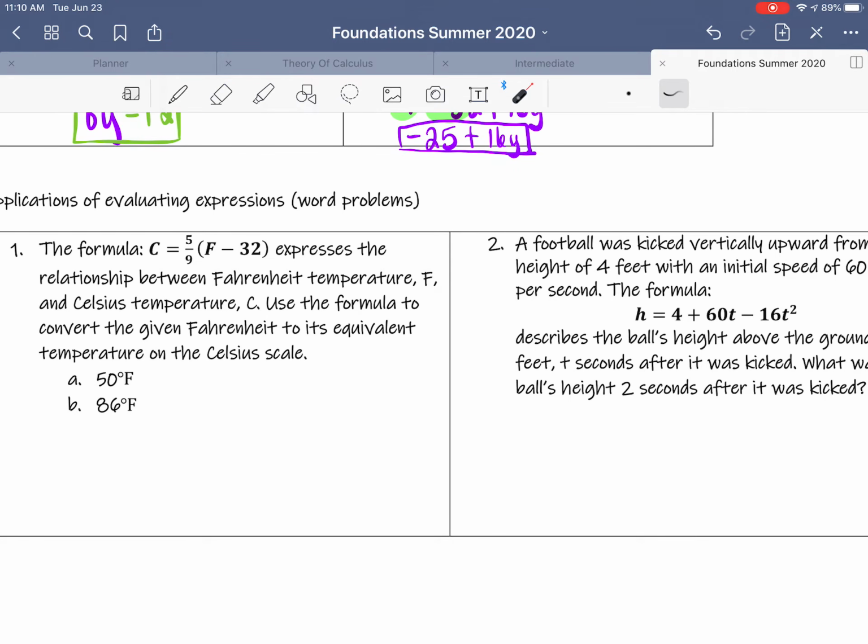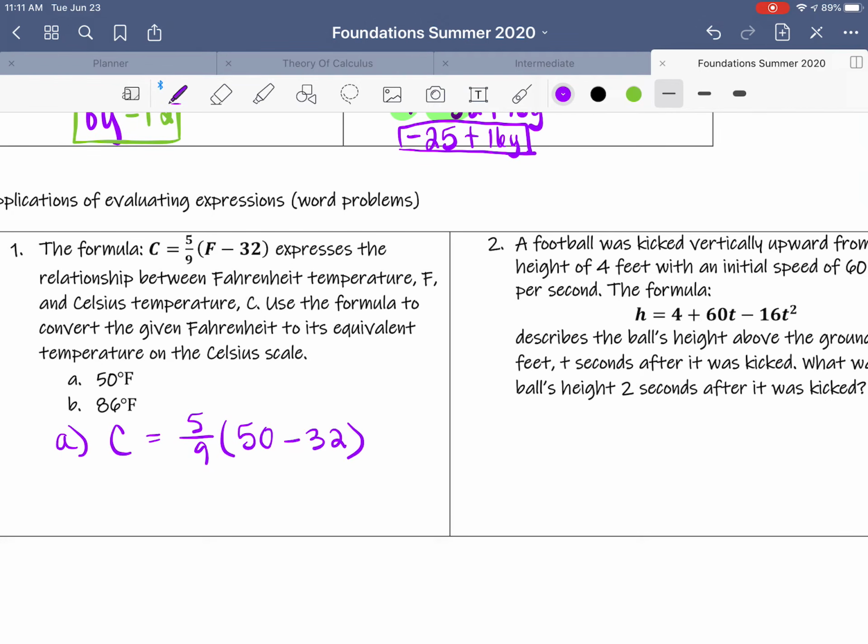expresses the relationship between Fahrenheit and Celsius, and this is the actual formula. We'll use this formula to convert a given Fahrenheit to its equivalent temperature on the Celsius scale. So we're wanting to convert 50 degrees Fahrenheit to Celsius. Let's look at this formula they gave us. If 50 represents Fahrenheit, where do you think you would plug that in? It might make sense to plug it in for F, since it's Fahrenheit. So let's try.